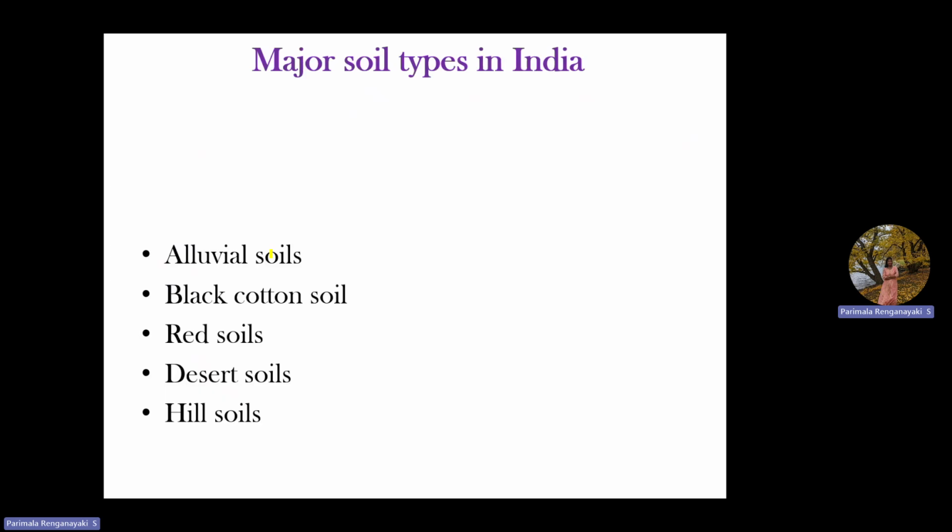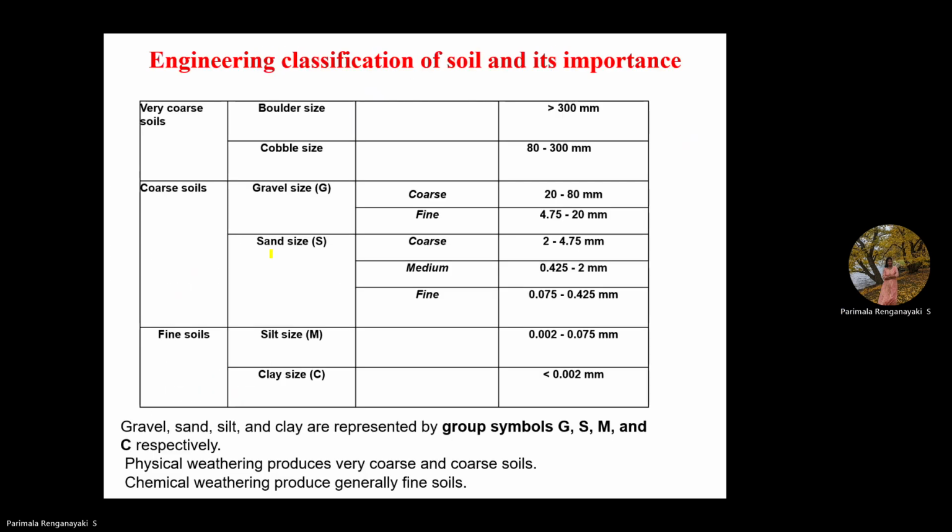Okay, now again, the engineering classification of soil, and it's important. How are they classified? Very coarse soil and fine soil. Further, very coarse soil is divided into boulder, then cobble size: greater than 300, 80 to 300, whereas coarse gravel size and sand size. Coarse gravel, fine gravel, coarse sand, medium sand, fine sand, and their sizes are given here.